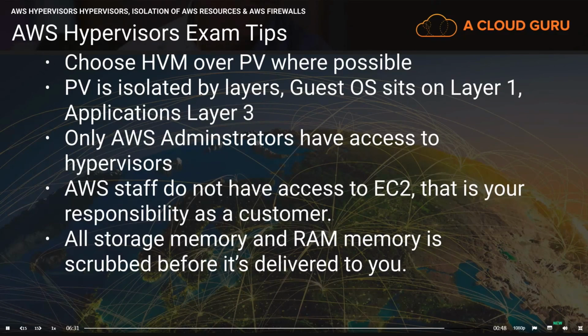So that is it for this lecture, guys. Just in terms of my exam tips, you'll want to choose HVM over PV where possible in terms of performance. PV is isolated by layers. Guest operating system sits on layer 1, applications on layer 3, and of course our host or our hypervisor sits inside layer 0. Only AWS administrators have access to the hypervisors. The staff don't have access to EC2 at an operating system level. That's your responsibility as a customer. And all storage memory and RAM memory is scrubbed before it's delivered to you.